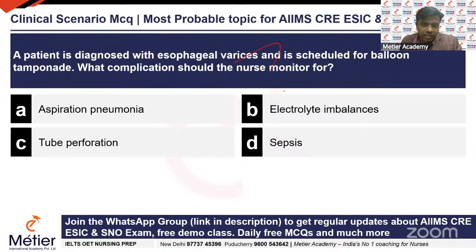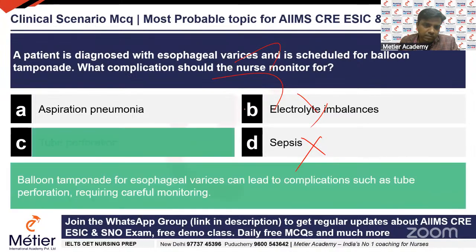Patient diagnosed with esophageal varices and scheduled for balloon tamponade. What complications should the nurse monitor for? So this is a direct question. Yes. B, A, A, C. All the complications: aspiration, pneumonia, aspiration. Key point, sepsis comes in the later stage. In the elderly, aspiration pneumonia is known. Initially, it goes for me. It's a yes. It's a tube perforation.